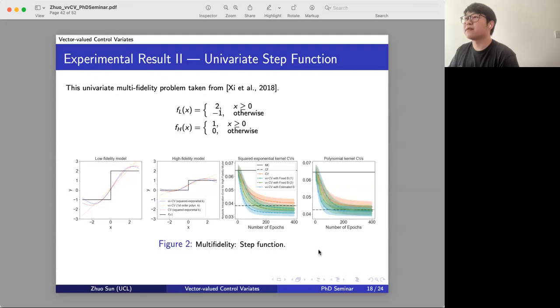And yes, and I think that's the main conclusion we can learn from this figure.